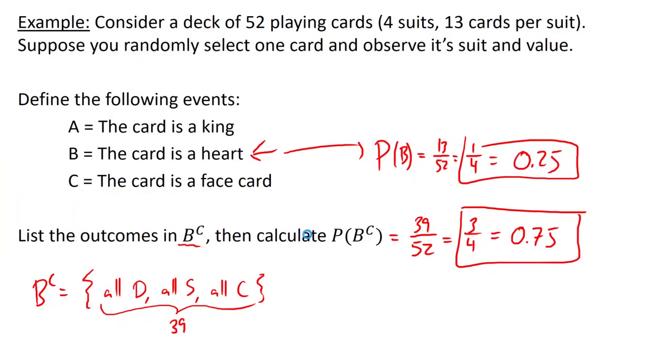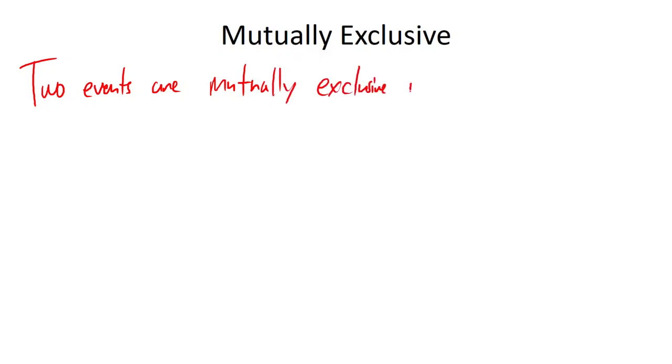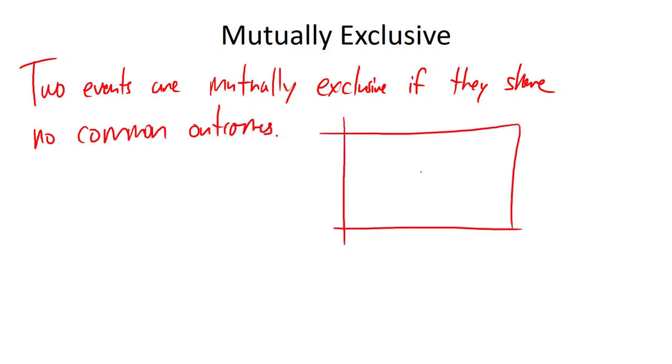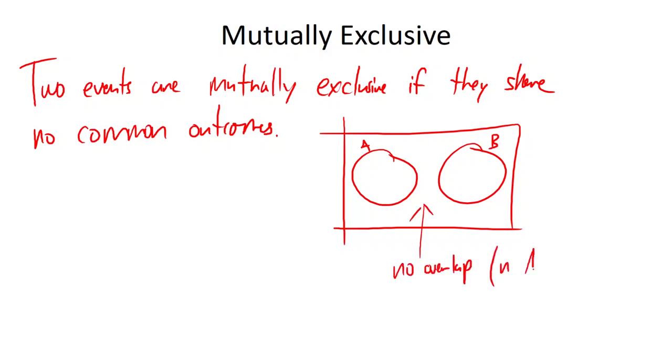Okay. Not all events necessarily overlap, and that's something we call mutually exclusive. We say that two events are mutually exclusive if they share no common outcomes. In other words, if they do not overlap. Picture-wise, that would be like A's over here, B's over here, and there is no overlap. In other words, there is no A and B.